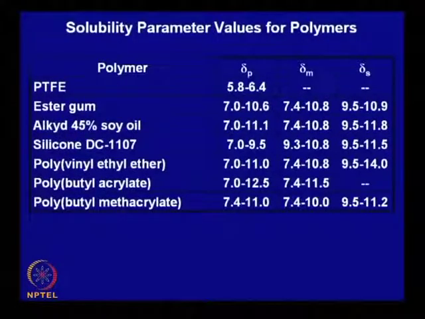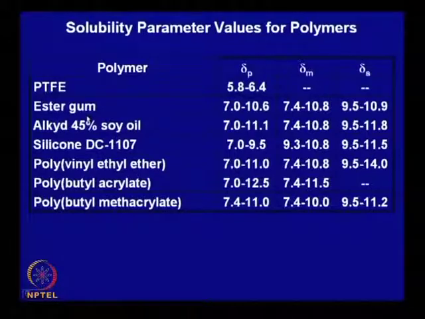So, look into the solubility parameter values for polymers. Polytetrafluoroethylene 5 point, again you see it shows different values for poorly hydrogen bonded, moderately hydrogen bonded and strongly hydrogen bonded solvents. So, ester gum, it is a polymer. What is ester gum?